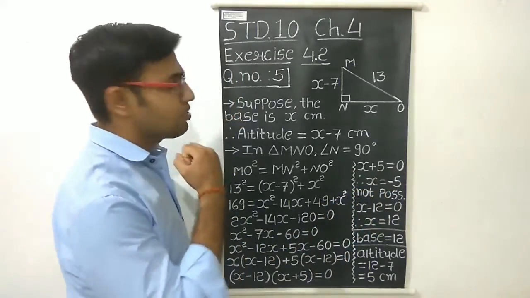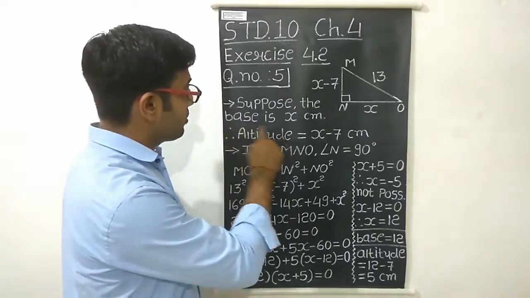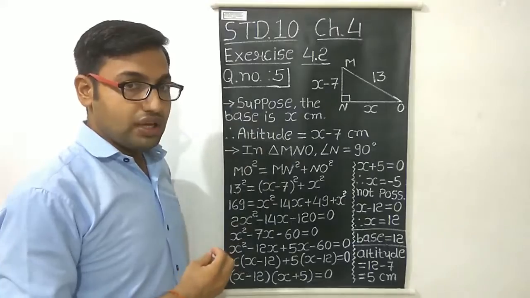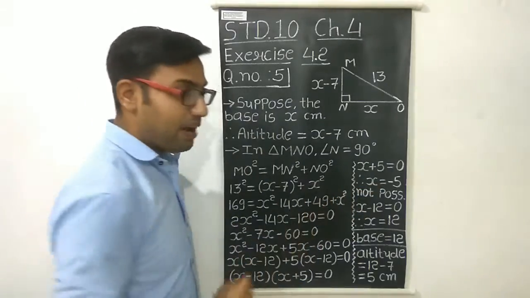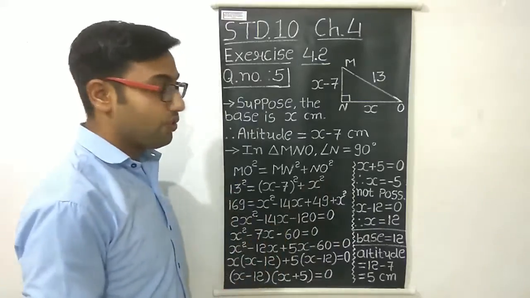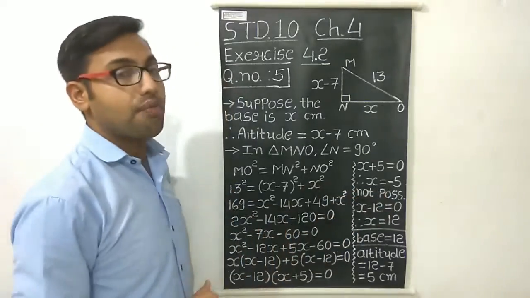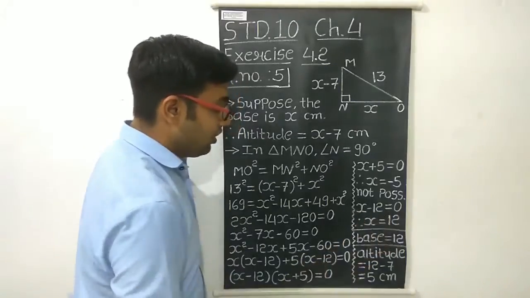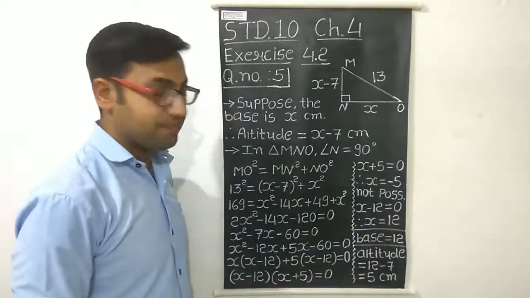But what did we suppose x as? We supposed x as the base, and that is a length. So is a negative length possible? No, length is not possible in a negative value. So this value of x is not possible. Now compare x minus 12 with 0. We get x equals 12.